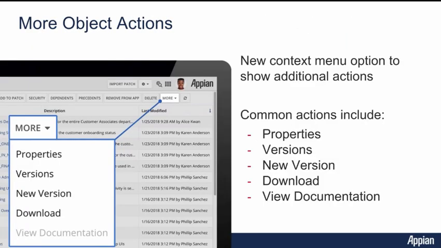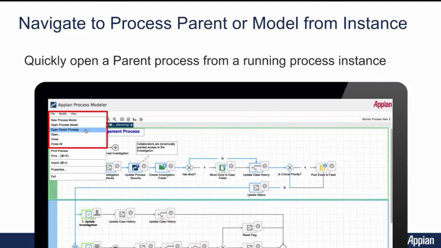Also inside the Appian Designer, you're going to notice a number of updates, starting with the more object actions. The toolbar for available actions has gotten very long, and now we have a number of common actions which will be universally available from the more dropdown. This includes accessing a design object's properties, version history, creating a new version of the object, downloading the object, or viewing its documentation.